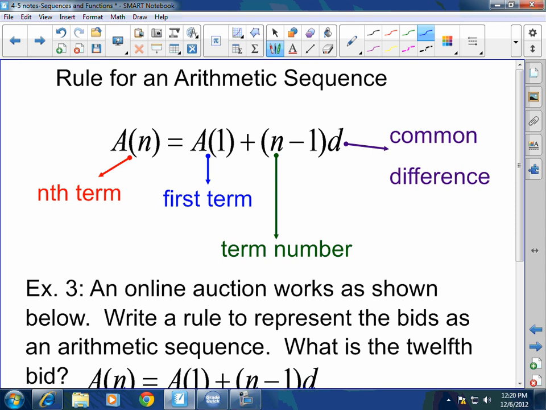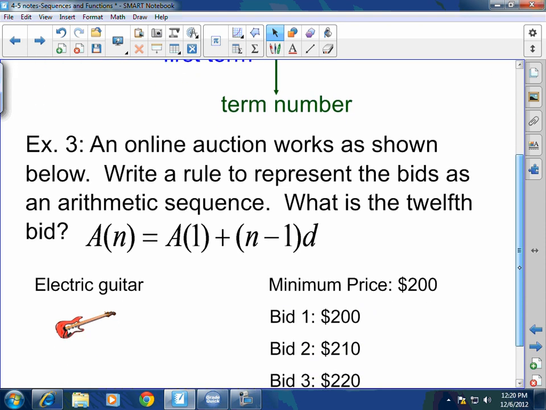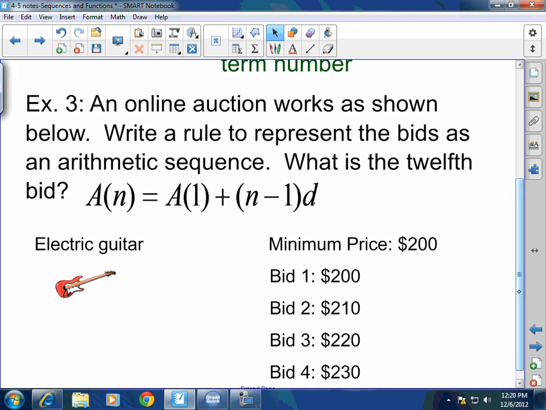So, let's get on this. It's not that bad. An online auction works as shown below. Write a rule to represent the bids as an arithmetic sequence. What is the 12th bid?